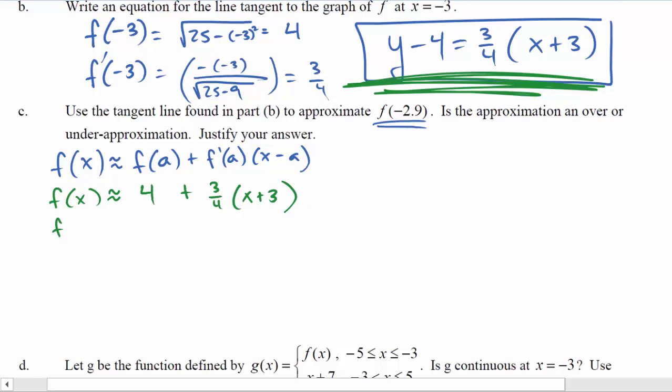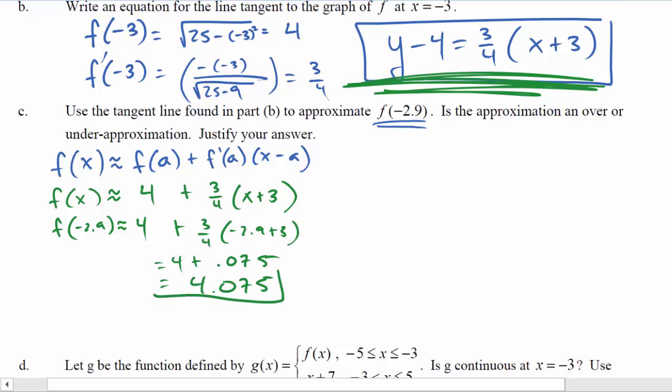And we're approximating f of negative 2.9. So negative 2.9 plus 3 is positive 0.1, times 3/4 is 0.075, plus 4 equals 4.075. There you go. Now, is the approximation an over or under approximation?